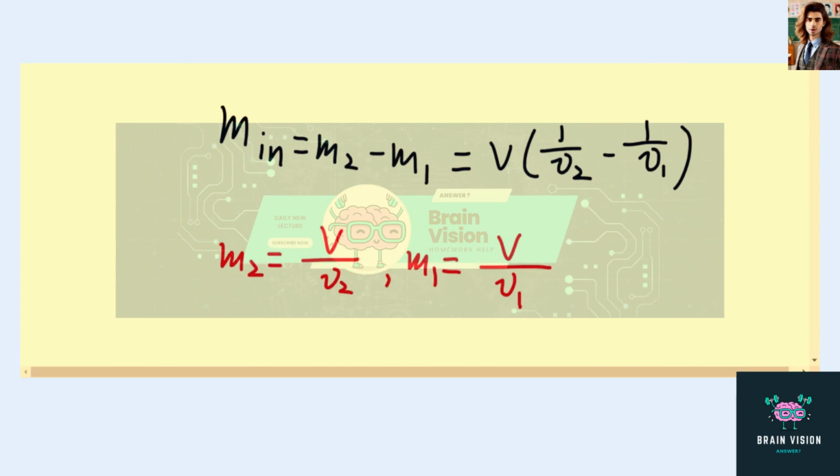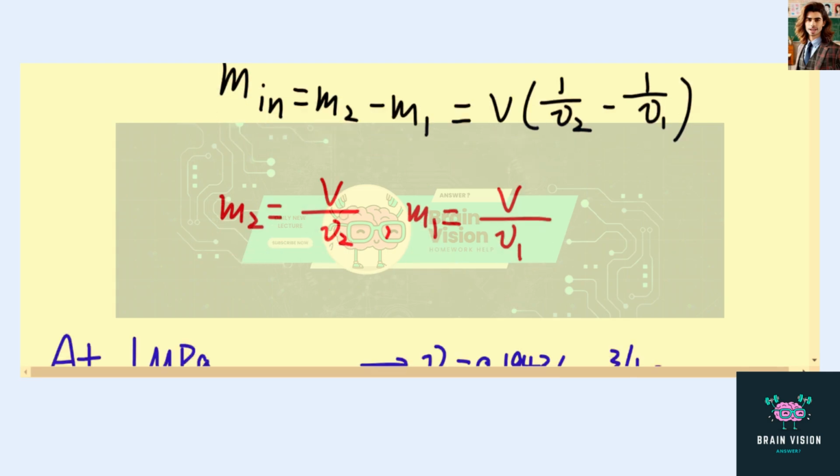Okay, so the mass of the steam that has entered can be determined by the final mass minus the initial mass, which is m2 minus m1. And we know the final mass can be equal to volume divided by the final specific volume, and the initial mass can be equal to the volume divided by the initial specific volume, since we know the volume in this case is constant. So we should have V times (1 over v2 minus 1 over v1).